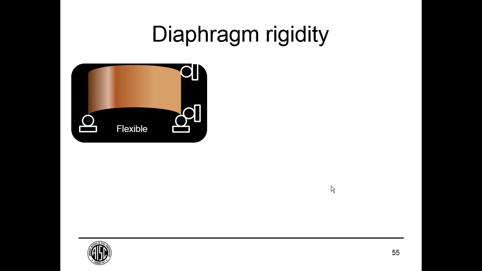Now, we need to consider for diaphragms the rigidity of the diaphragm in order to understand what role the diaphragm plays, or how the diaphragm plays its role within the overall building load path. A flexible diaphragm is one in which the flexibility of the diaphragm is, say, an order of magnitude beyond the flexibility of the frame. So for our purposes in analysis, we can consider the diaphragm to be flexible and supported on rigid supports.